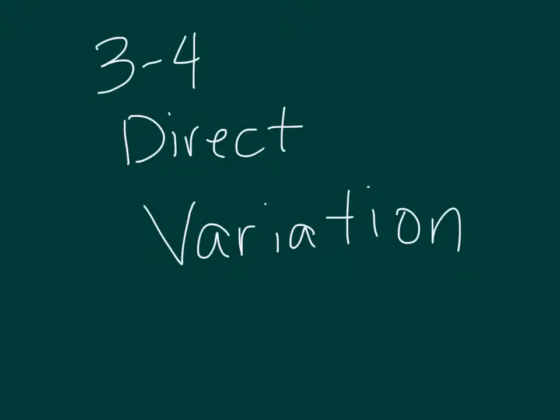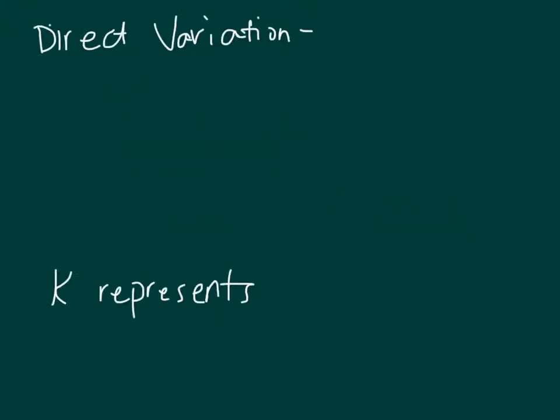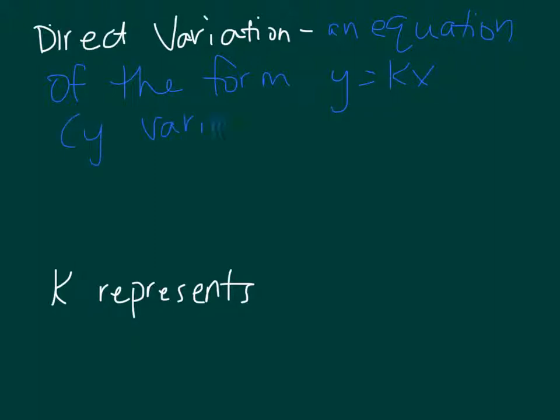Chapter 3, Lesson 4 on direct variation. So direct variation is just an equation of the form y equals kx, and y varies directly with x. What that means is that if x gets multiplied by something, then so does y. And so they vary directly with each other.